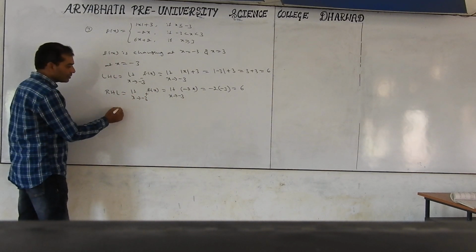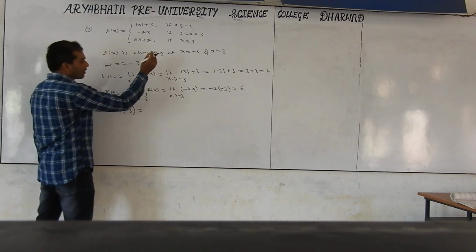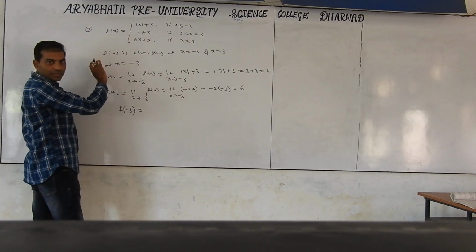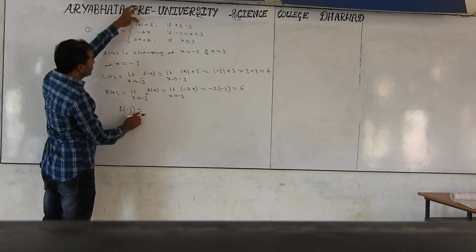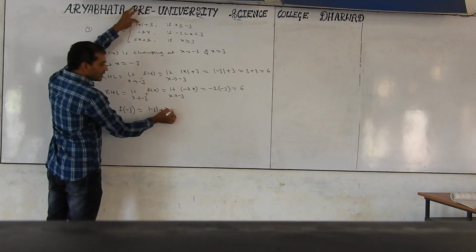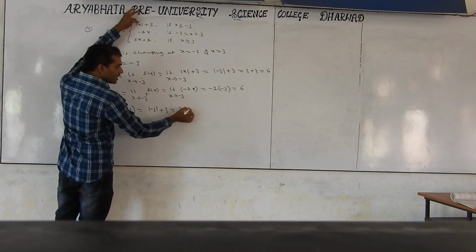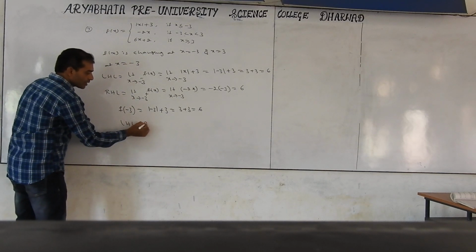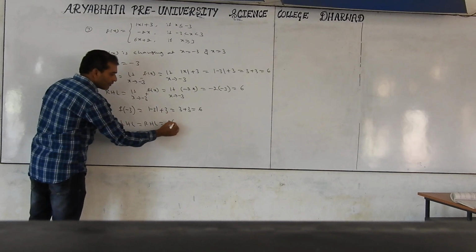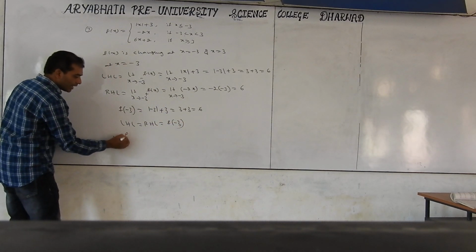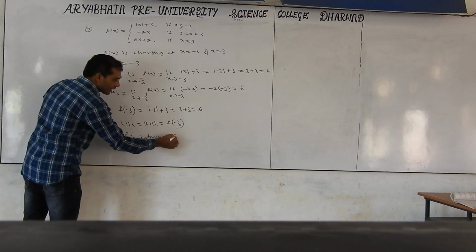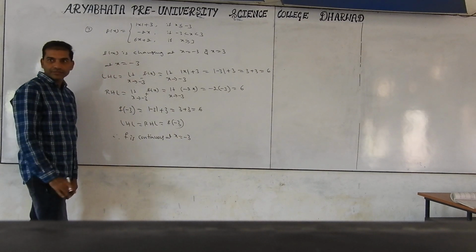And next, the function value f of minus 3. f of minus 3, where does x equal to minus 3 lie? Here, not there, here. So it comes under this. Put x equal to minus 3 in this: mod of minus 3 plus 3, 3 plus 3 equal to 6. So left limit equals right limit equals f of minus 3. Therefore, f is continuous at x equal to minus 3.